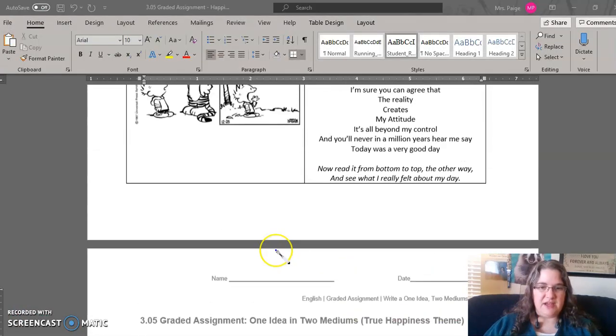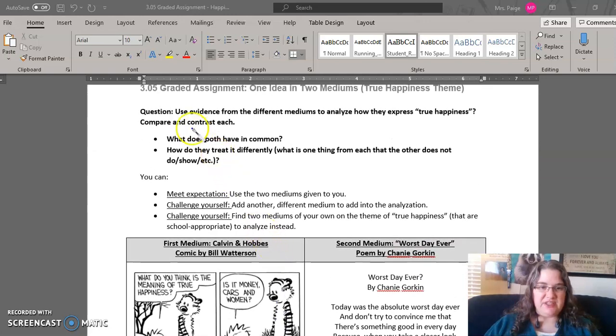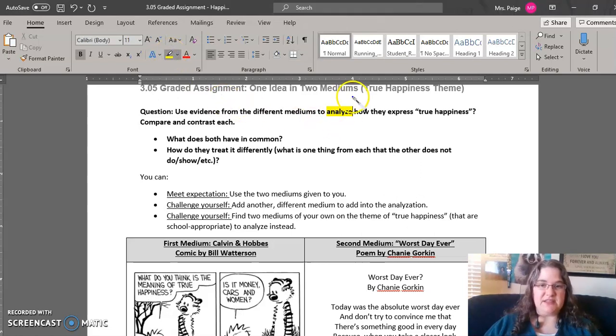Round one. All right. So what you've got to do is you need to use the evidence from the different mediums to analyze how they express true happiness, compare and contrast each. What does both have in common? How do they treat it differently? And what is one thing from each that the other does not show, do, etc.? So we look at the question and we actually are going to highlight those keywords so we know what we're looking for. So what do we need to do? We need to analyze. What are we analyzing? How these two mediums express true happiness. And then we're going to be comparing and contrasting each one of these. Okay?